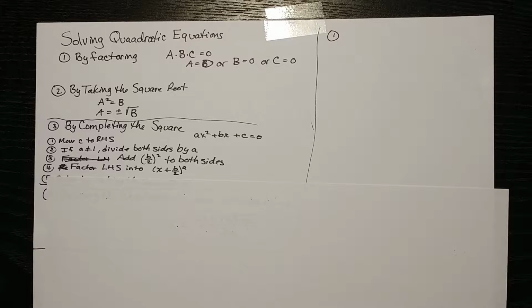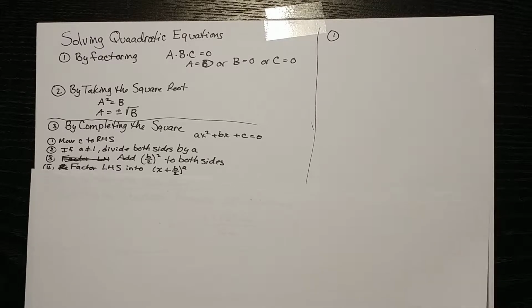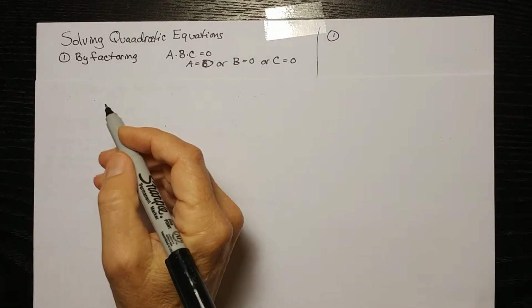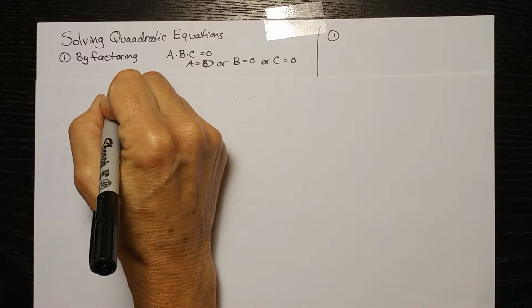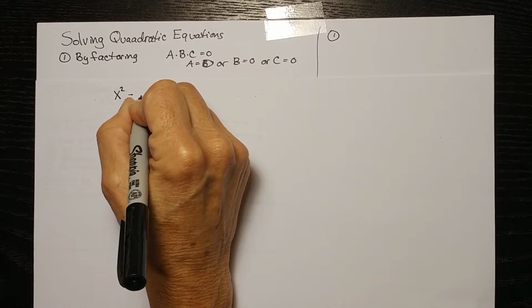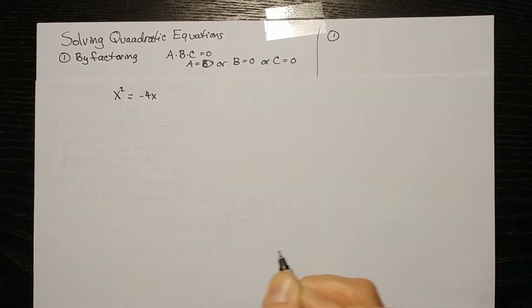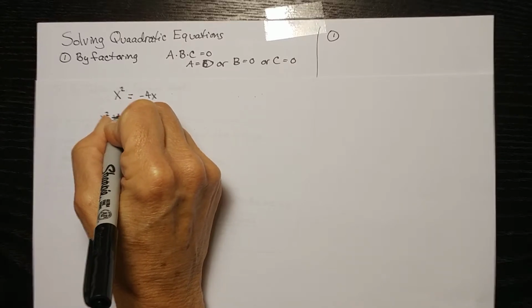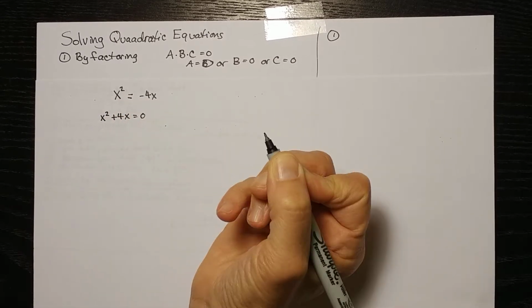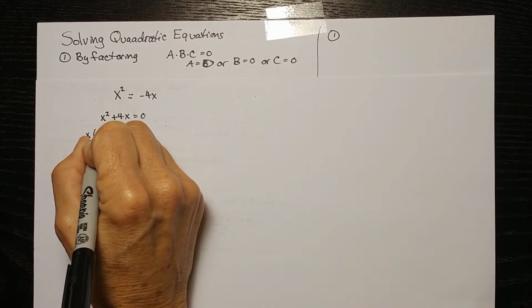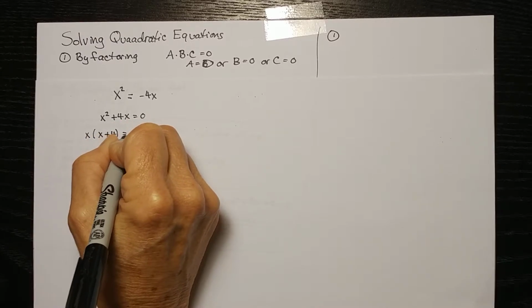When you solve a quadratic equation by factoring, it's easiest to use this method when you're given a quadratic equation that is factorable. For instance, if they give us this and say solve x squared equals negative 4x, this one would be very easy to solve by factoring. You need to get a 0 on one side. So x squared plus 4x is equal to 0, and we could factor out the greatest common factor. We pull out an x, and we're left with x plus 4 equals 0.